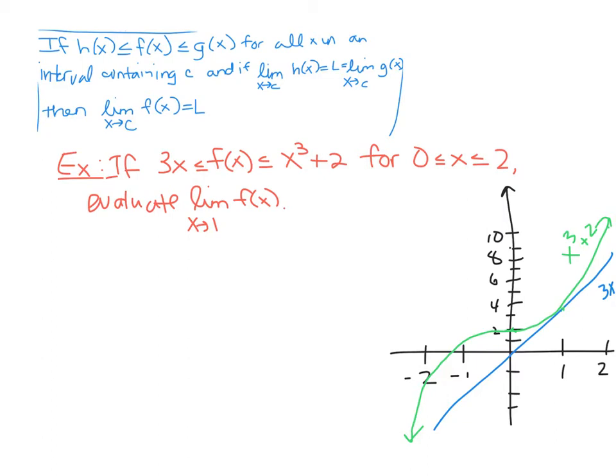We don't actually know what f of x is. All we know is that f of x is between these two functions. So it could be all sorts of crazy stuff, but it is always between those, between 0 and 2. It's not necessarily between them before that, even though I drew that, but between 0 and 2, it's right between the green and the blue functions. So that red one is my f of x.